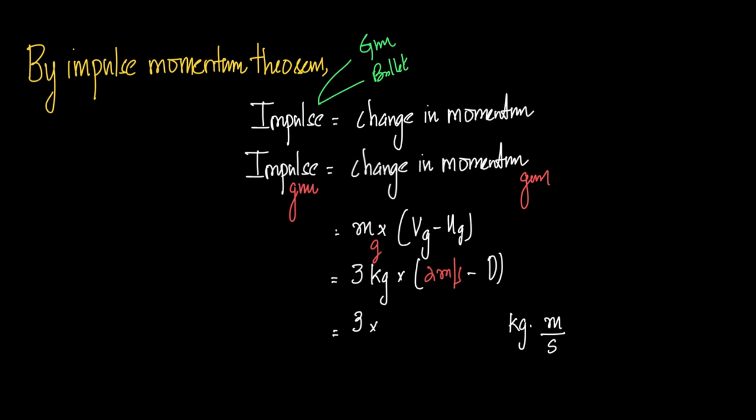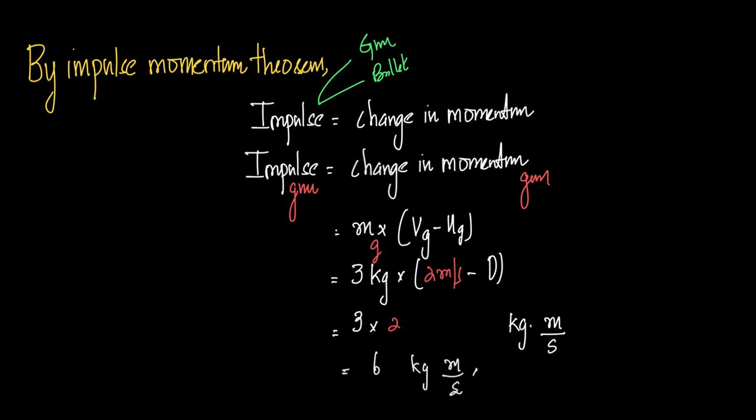meter per second into kilograms. Okay, so I've written that here. So this becomes 3 into 2 is 6 kilogram meter per second. Now, those who have the complete question, you may find a different unit there, right? So let me just explain that part also.